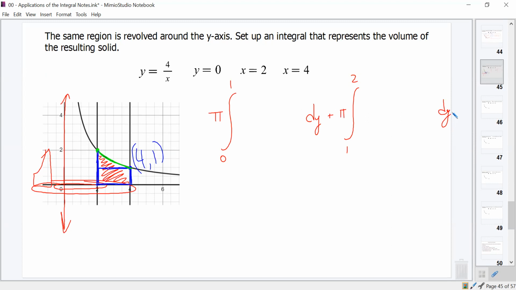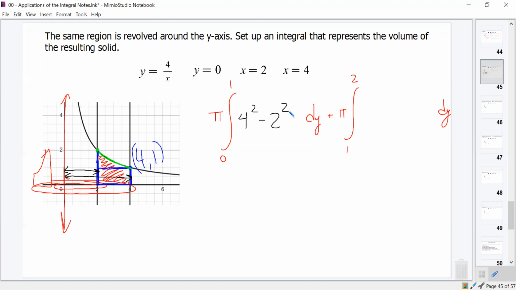So from 0 to 1, our outer radius is just the distance from the line we're revolving around to that right bound of x equals 4. It's just 4 units. So our first integral is going to be 4 squared minus the inner radius, which is just going to be the distance from 0 to 2. So 4 squared minus 2 squared.